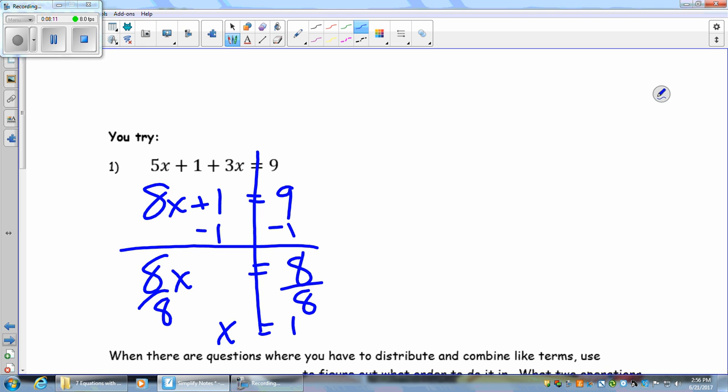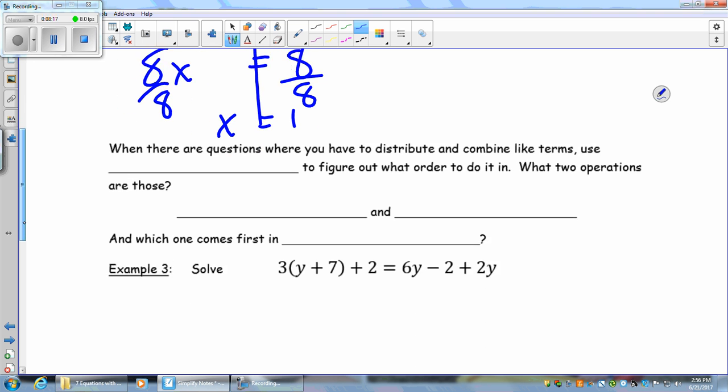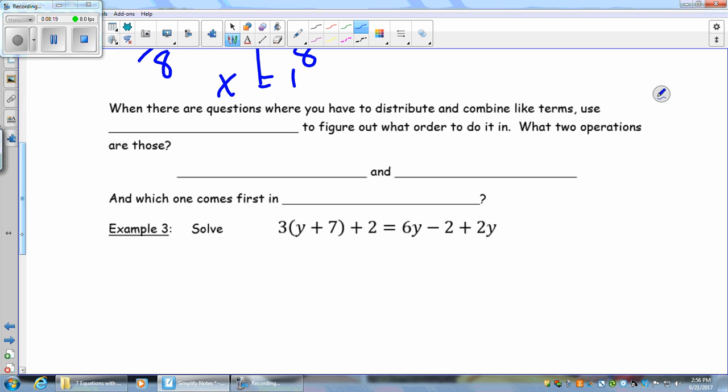Okay? All right, so that being said, let's get to what I was talking about, ones where we're going to have to do a whole bunch of stuff. When there are questions where you have to distribute and combine like terms. Okay, so one like example 3, if you can see it on there. Use PEMDAS.